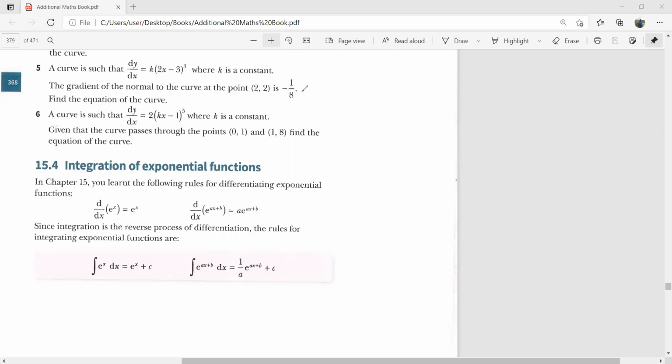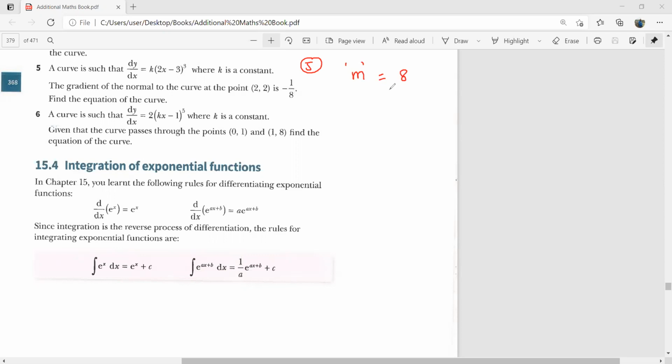And what is the relationship between the gradient of the tangent and the gradient of the normal? They're negative reciprocals of each other. Very good. They are negative reciprocals of each other. So therefore, can I say that m is going to be 8? Because if I assume that this m is going to be the gradient of the tangent, then this is going to be 8, because this normal's gradient is given as minus 1 over 8.